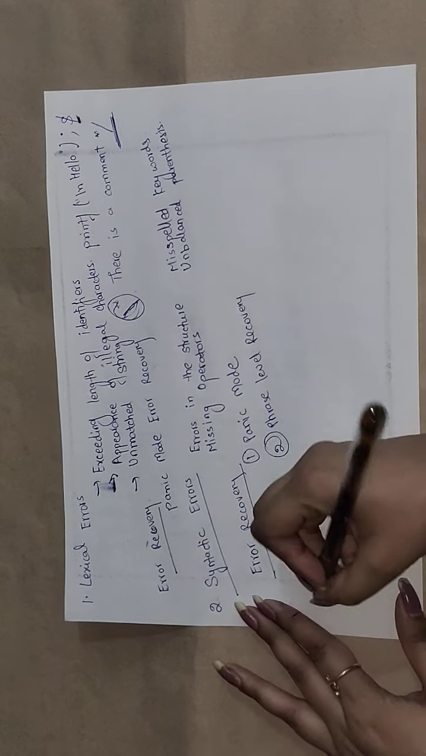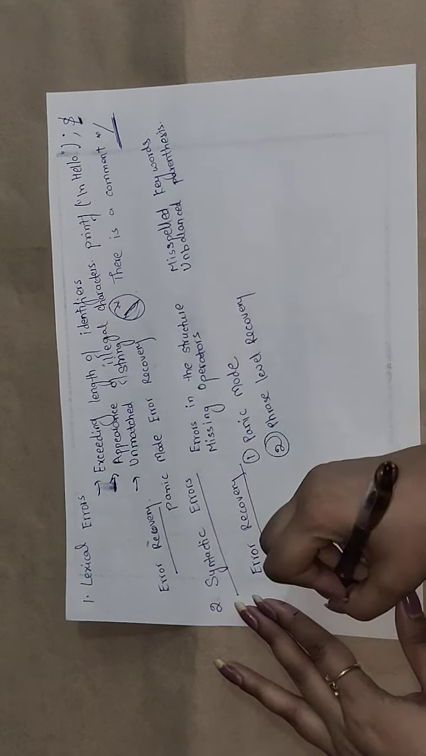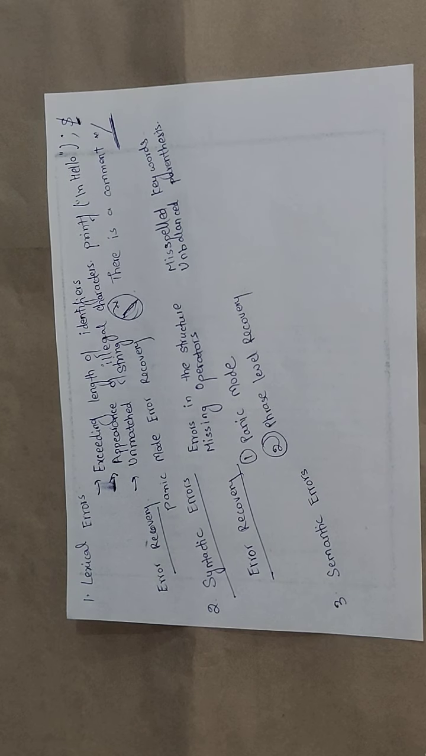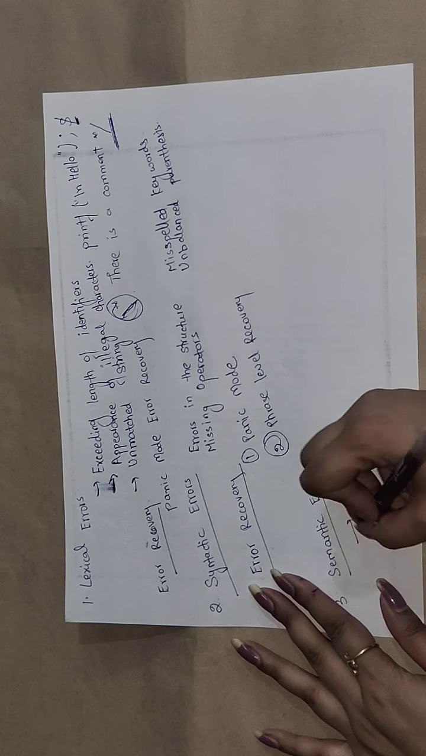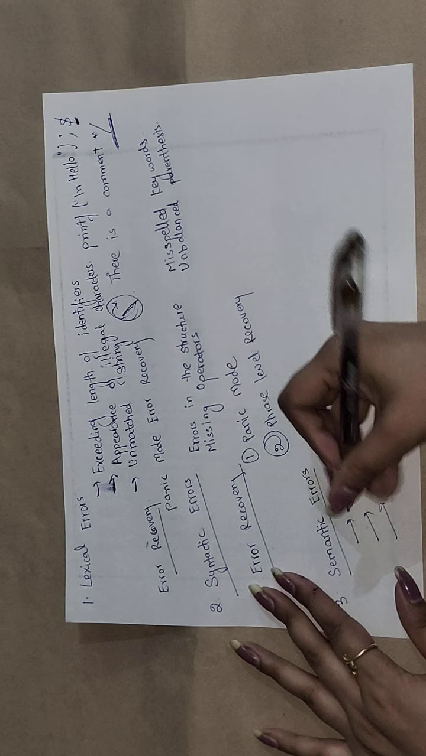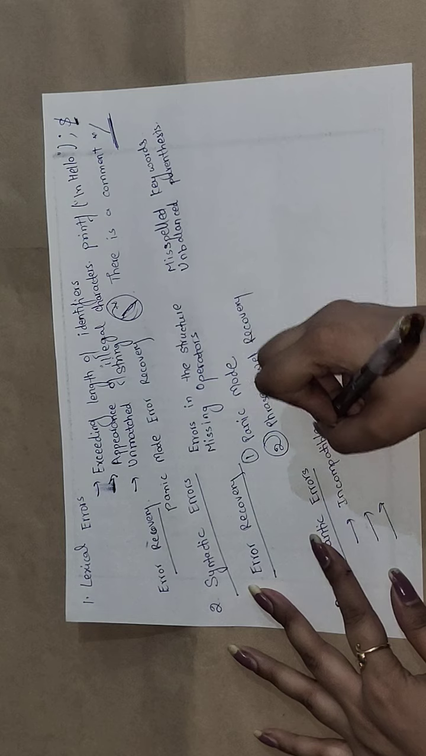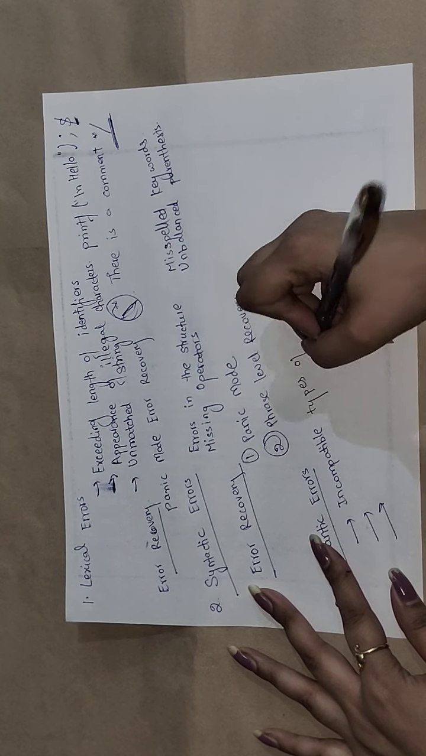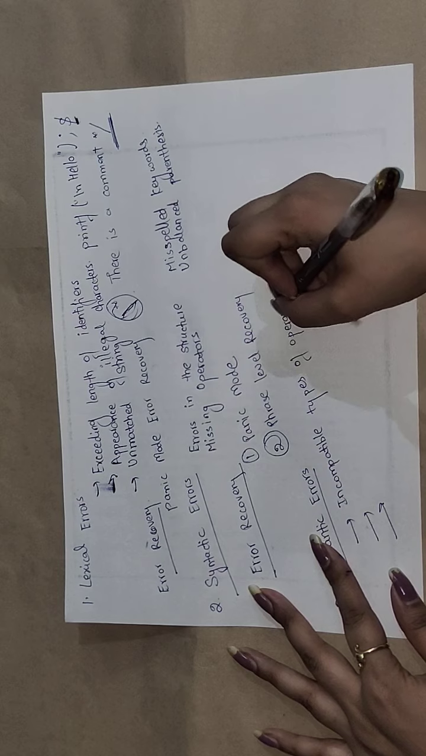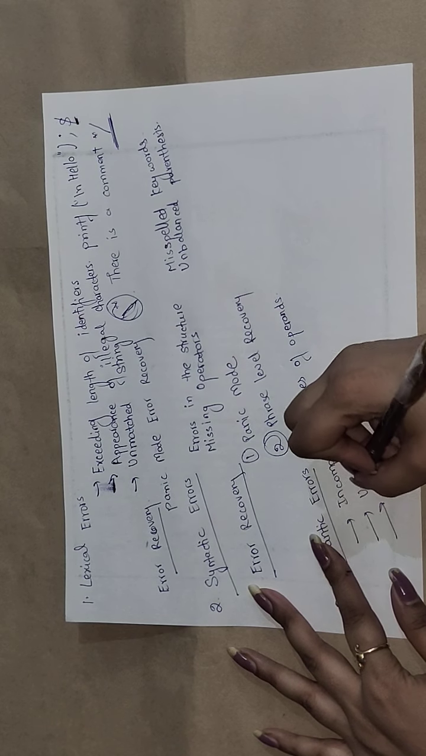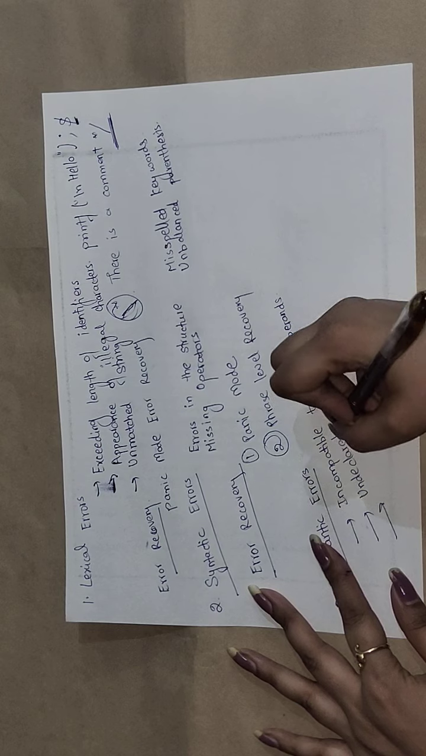Now let's move to the last category of error, that is semantic errors. Semantic errors are those errors that are generated by the third phase of the compiler, that is semantic analysis. And there are three types of errors in this category. One is incompatible types of operands. Second, undeclared variables, the variables that are not declared.